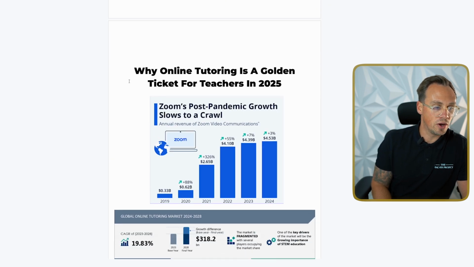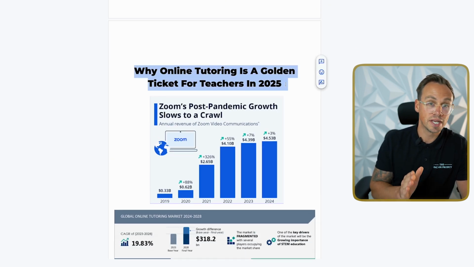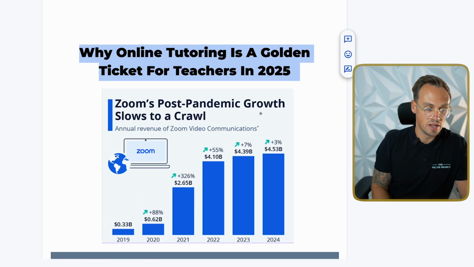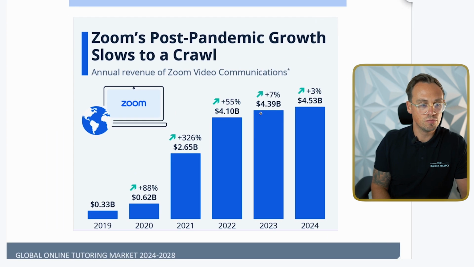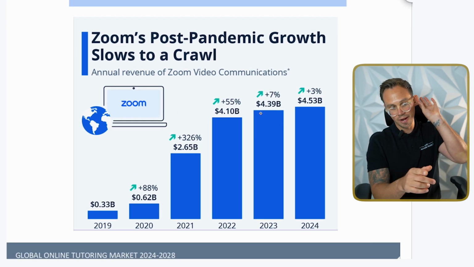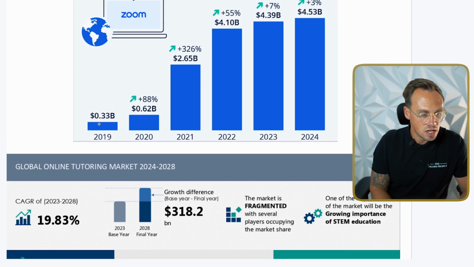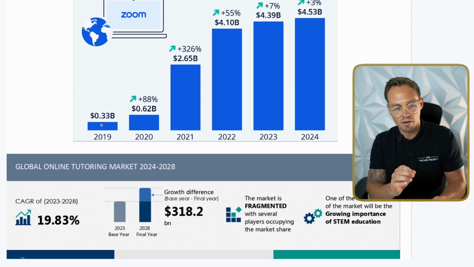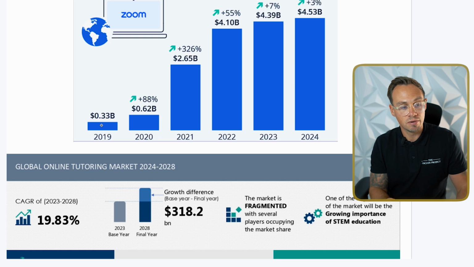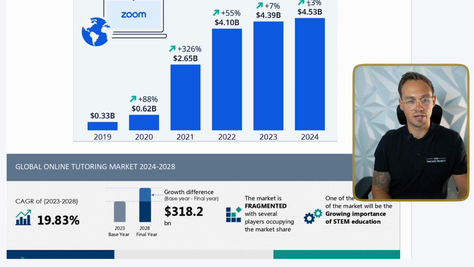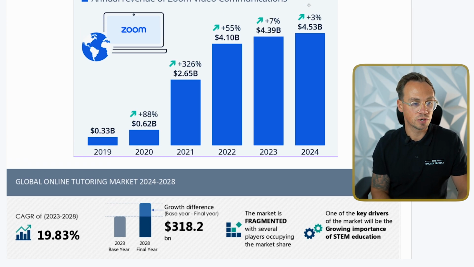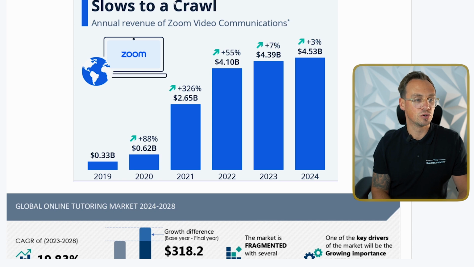So here's why online tutoring is a golden ticket for teachers in 2025. Now look at the screen. This is Zoom's post-pandemic growth, okay? So if you look at the bottom here, 2019, it was at 330 million per year annual revenues. 2024, it scaled to 4.53 billion. So yeah, it's increasing, right? It's still increasing, which is why the graph slows to a crawl.